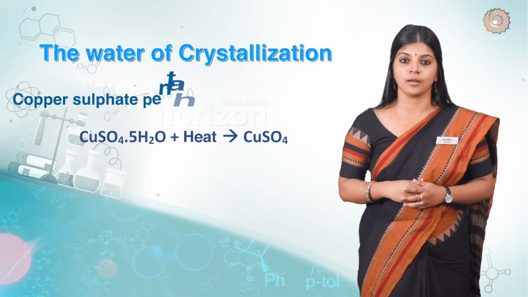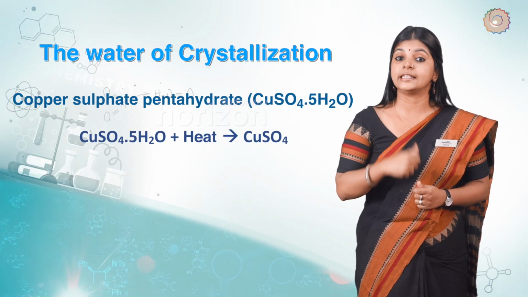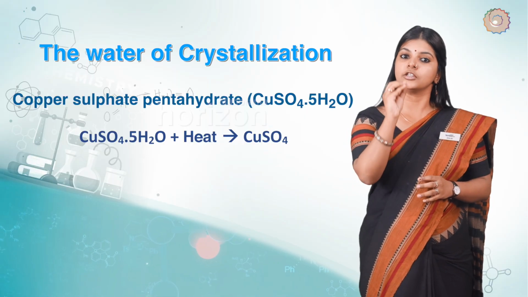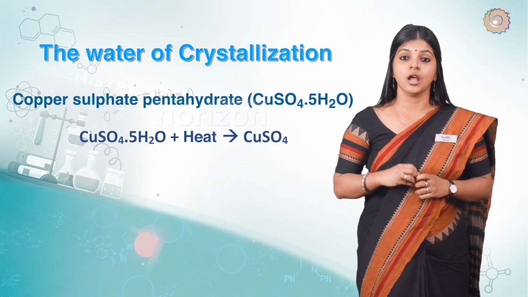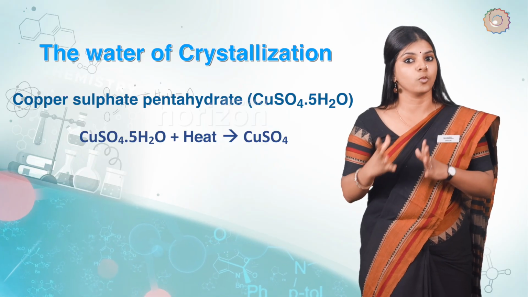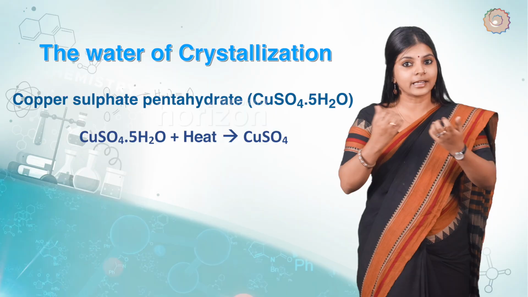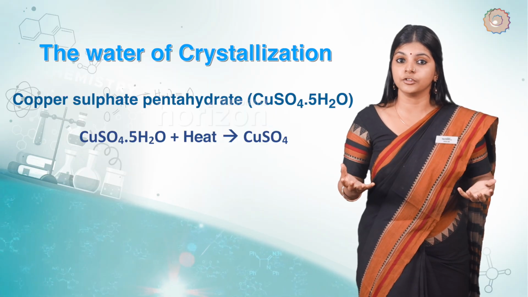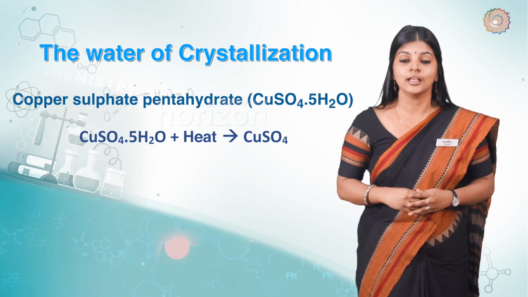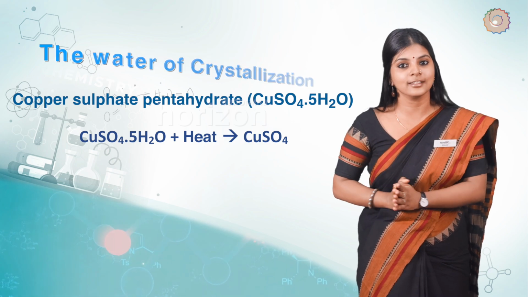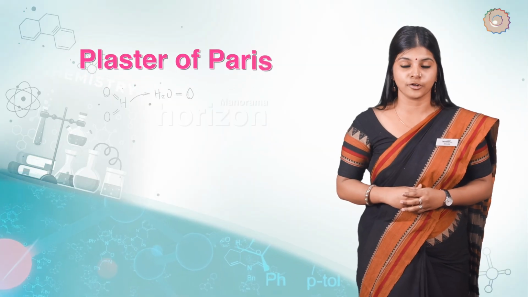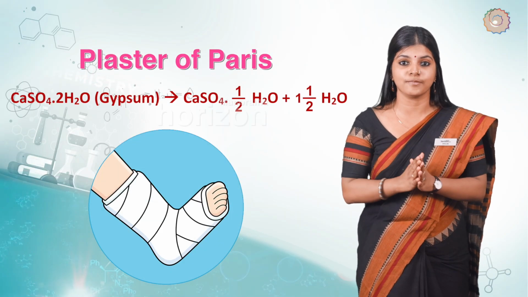Let's see another example. Copper sulfate pentahydrate, which is CuSO4.5H2O. This is actually a blue colored substance, but when you heat it, the water molecules are lost and it becomes whitish grey. So in order to regain back this blue color, what do you have to do? Just add water molecules to it and you will get back the blue color. So this is water of crystallization. Let's see another example of water of crystallization, which is plaster of Paris.